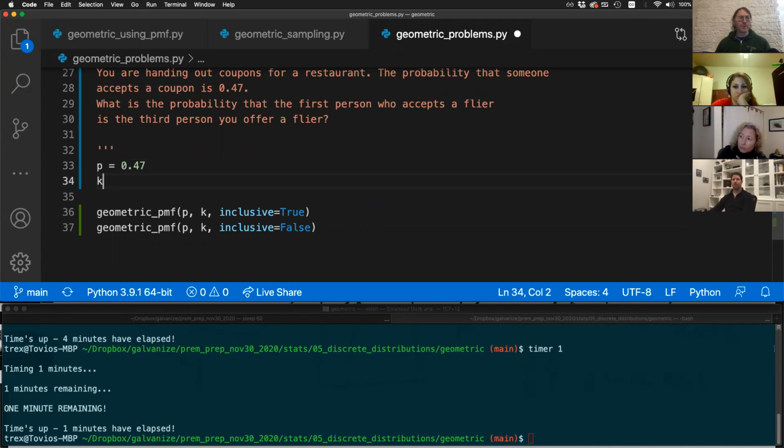And then we want to determine the value of k, right? So k is, we're considering the probability that the first person who accepts a flyer is the third person you offer a flyer. Well, let's relate these two to each other, and I'm just going to say k is 3. Well, k is 3 if we are inclusive of the third person as a success, right? So here we're saying k, and here we would say k minus 1, right? And I should probably put print statements around these.